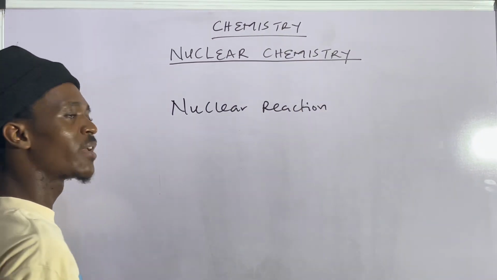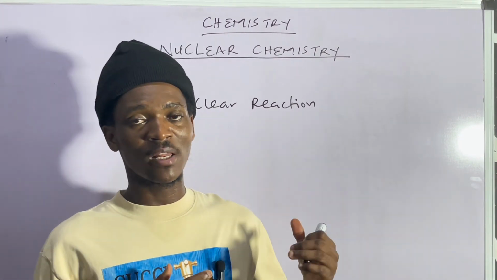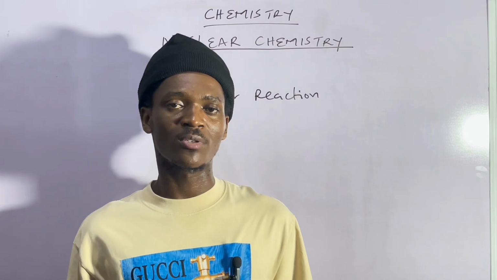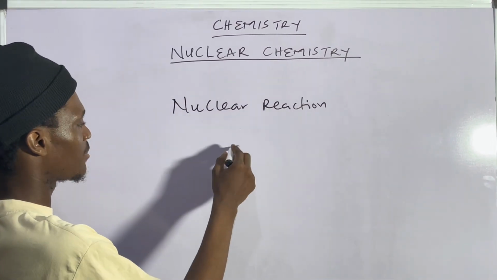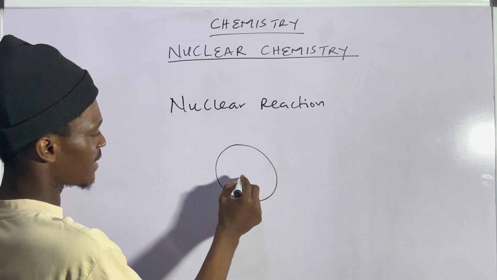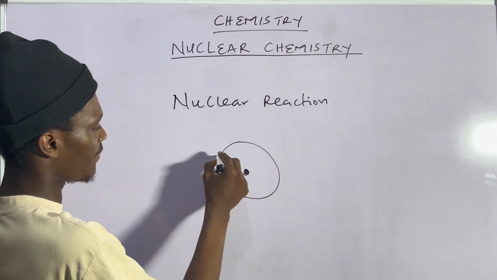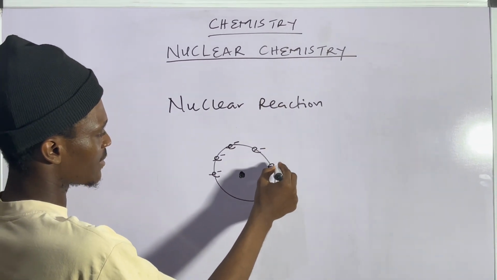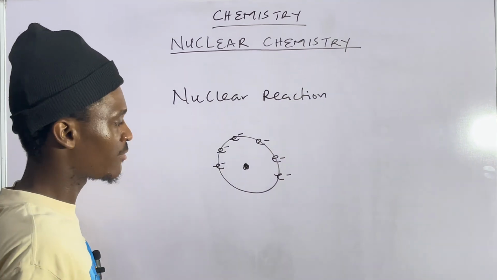As opposed to chemical reactions that are common with students, nuclear reactions are simply reactions that involve the nucleus of an atom. Remember that an atom is like a sphere with a centrally located positively charged nucleus, while the electrons are found orbiting around the nucleus, just like how the planets revolve around the sun. That's according to Ernest Rutherford.